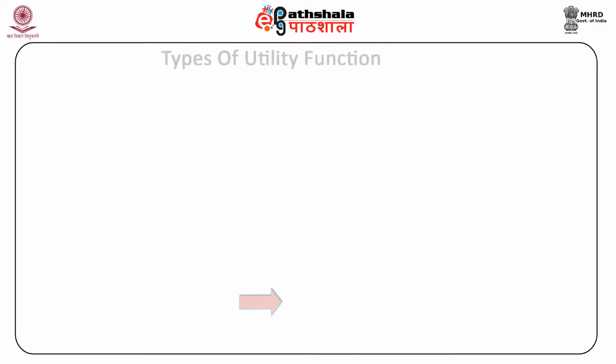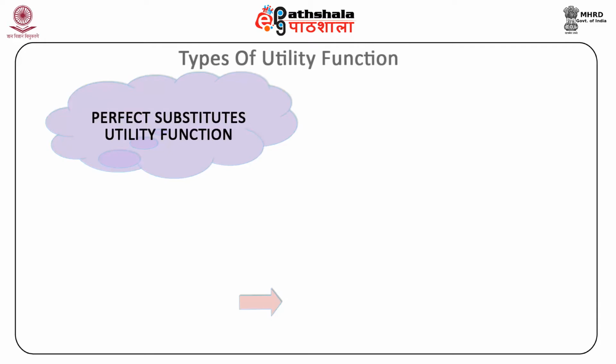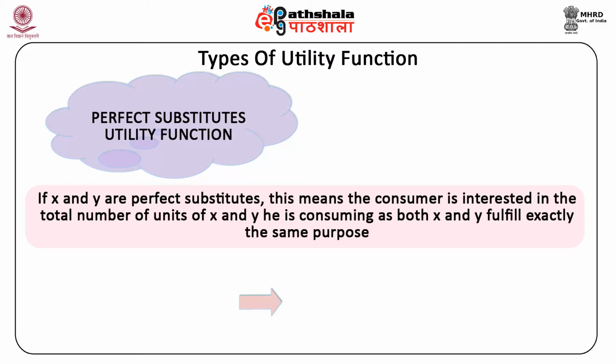The third type of utility function is the perfect substitutes utility function. If x and y are perfect substitutes, this means the consumer is interested in the total number of units of x and y he is consuming, as both x and y fulfill exactly the same purpose. All that matters to the consumer is the total number of both goods together. Thus, it is natural to measure utility by the total number of x and y.